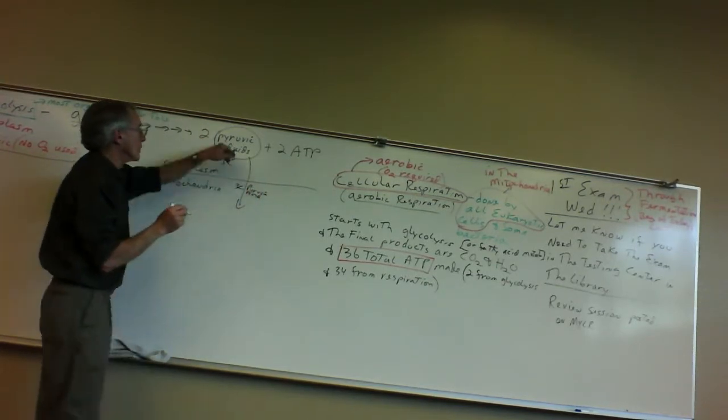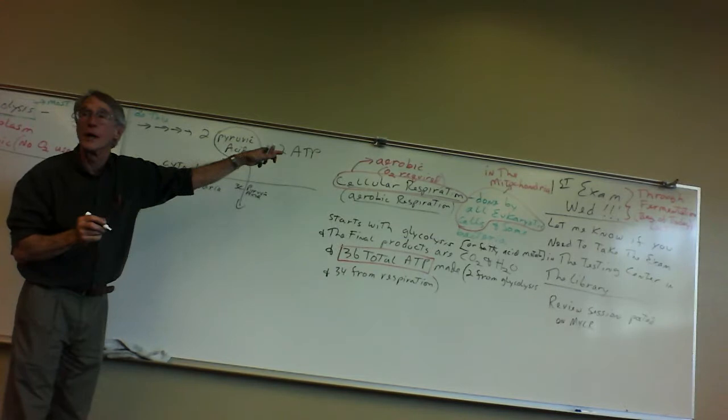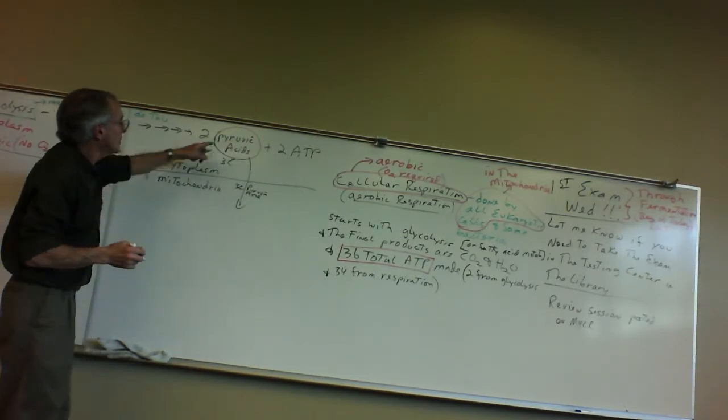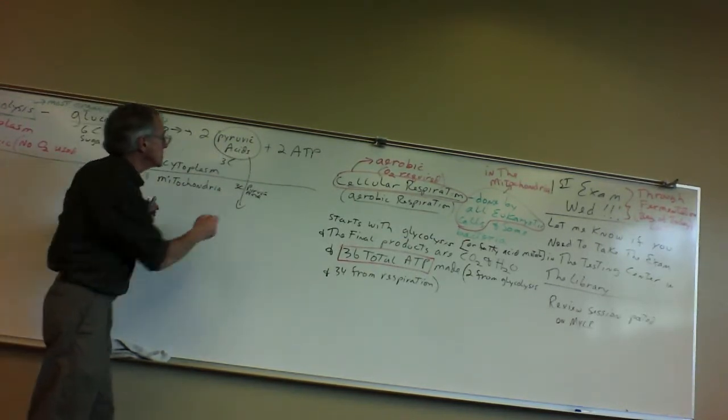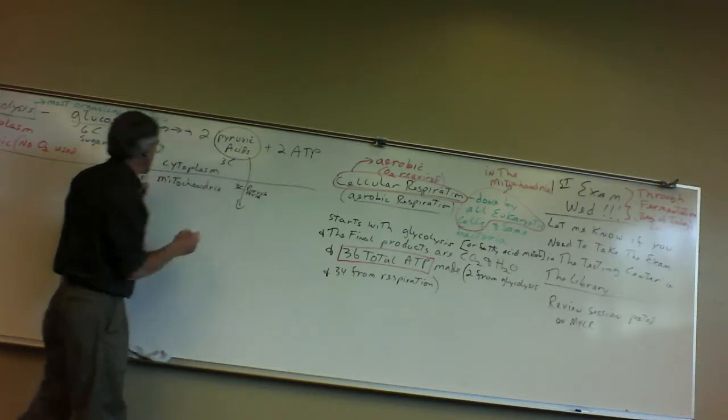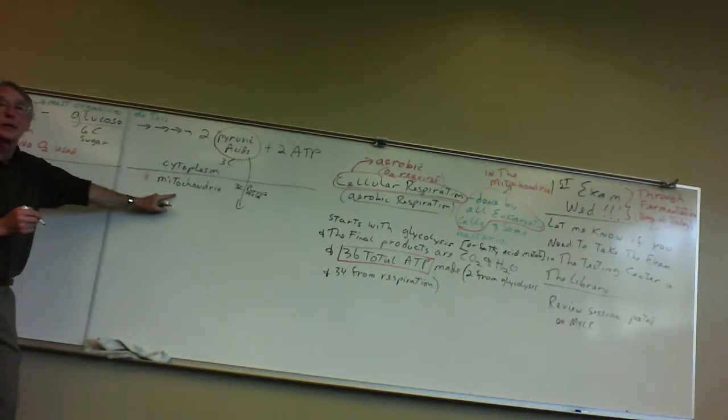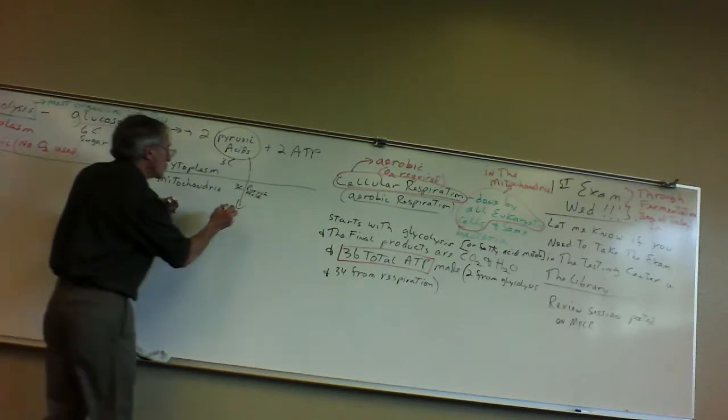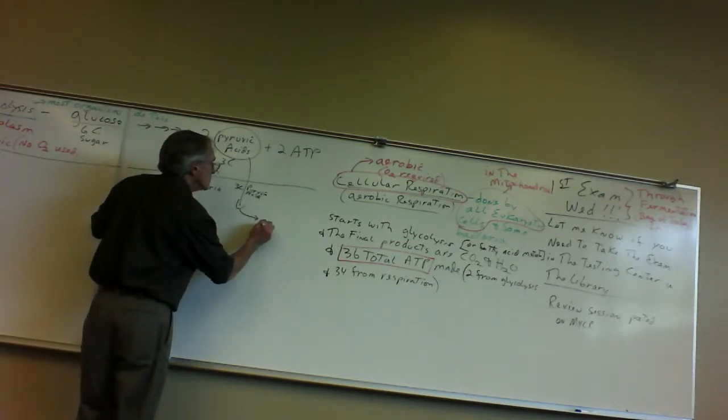I'm just looking at one of them. There are 2 of them, and it happens for each one, but I'm just going to look at one. So pyruvic acid comes into this mitochondria, and I came down below that line, so that means I'm now in the mitochondria. And one of the first things that happens is that CO2 is removed.